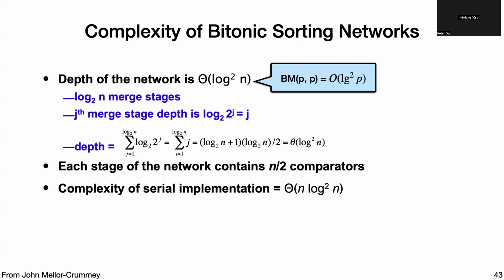Each stage of this network has n over 2 comparisons. And if you were to implement this serially, that would be n log squared n, which is not reaching the lower bound. But we still may prefer this in some cases because of how nicely it fits the sorting network.